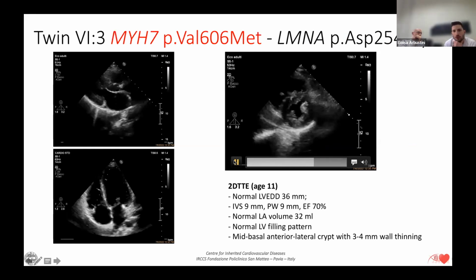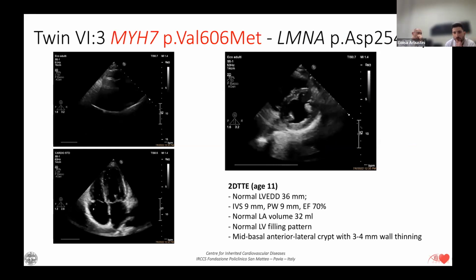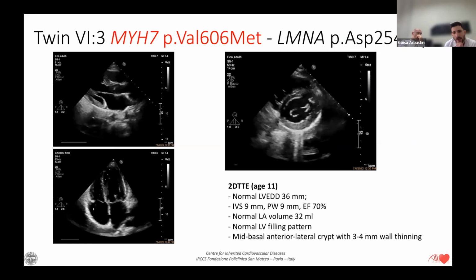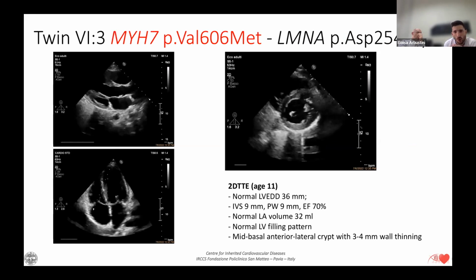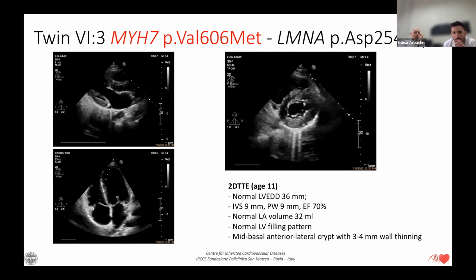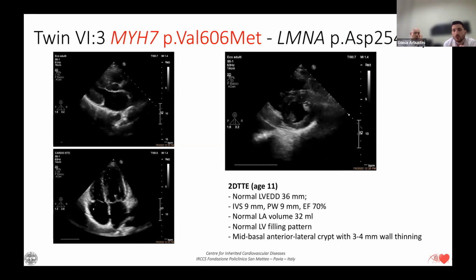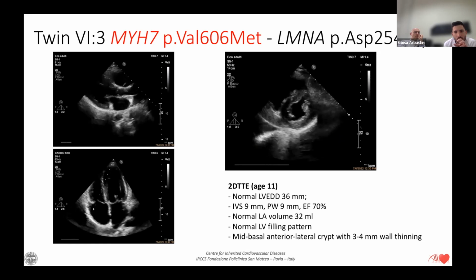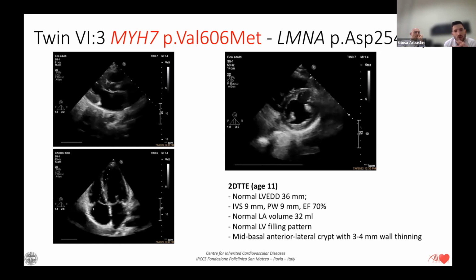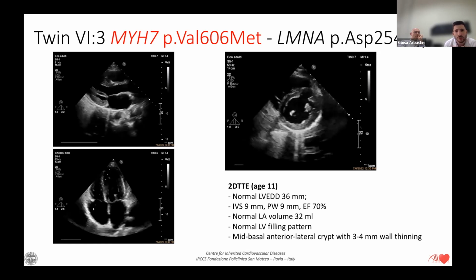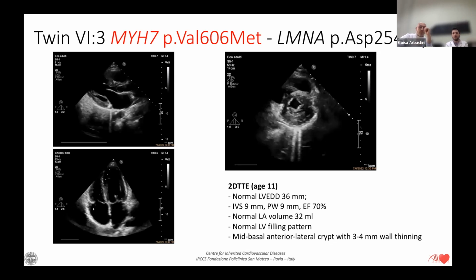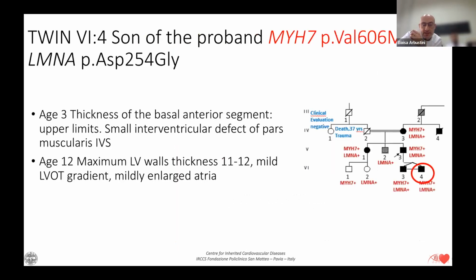Okay, as you can see in the short axis, there is a left ventricular crypt at the anterior septal basal wall, with thinning of the wall up to 3 to 4 millimeters. But the remaining findings are normal, especially normal left ventricular dimension and function and wall thickness. These homozygous twins, who carry, obviously, the two variants, show an early phenotype of hypertrophic cardiomyopathy.